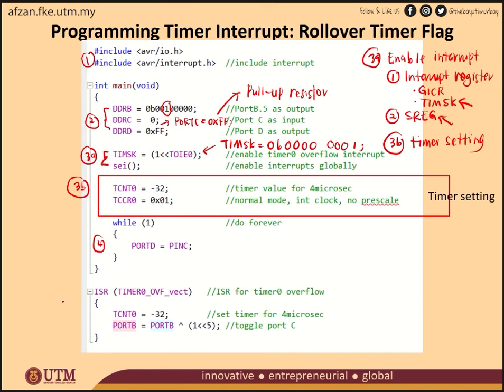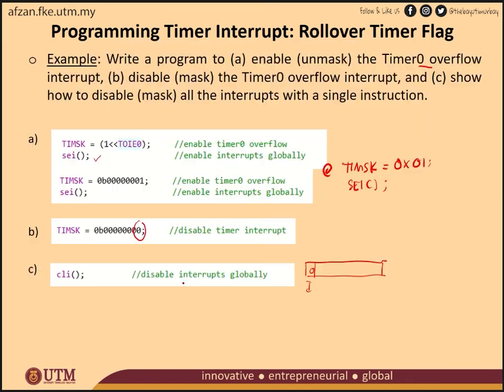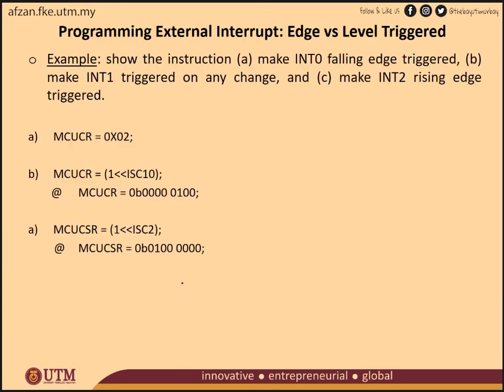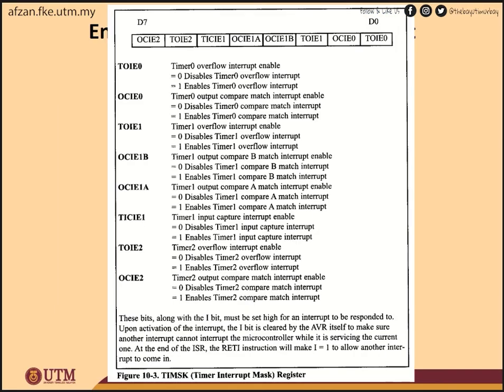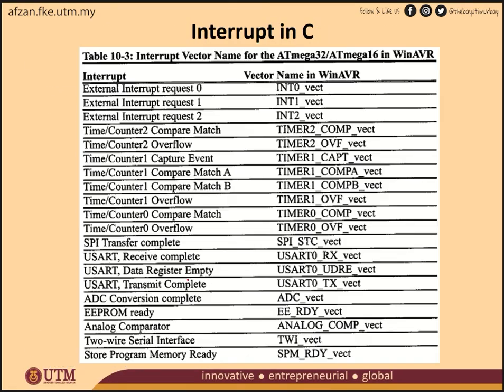All right, and then last but not least, step number 5 is your ISR, interrupt service routine. Since we are going to use the timer zero overflow, the name here should be TIMER0_OVF_vect. Where do we see this name here? You can always refer to this name in the table. Wait, I find the table from earlier. Where is our table? Ah, this table here. Okay.